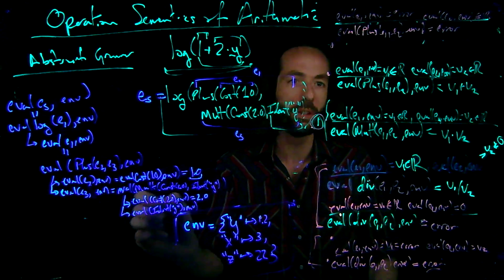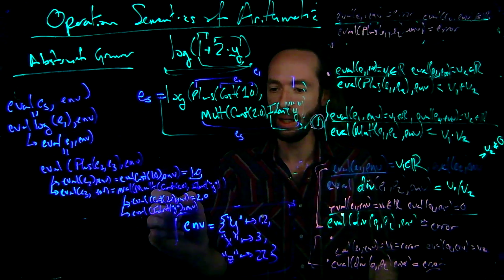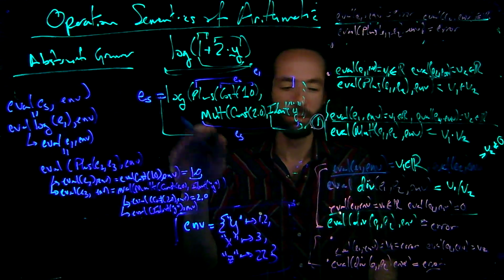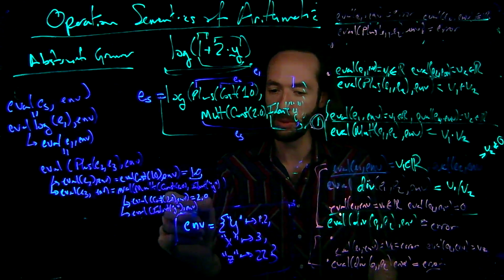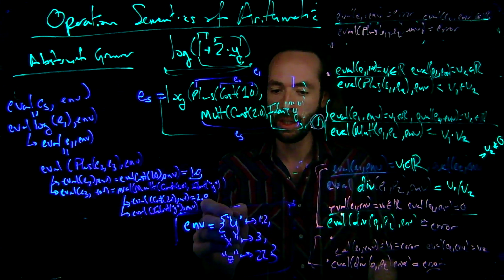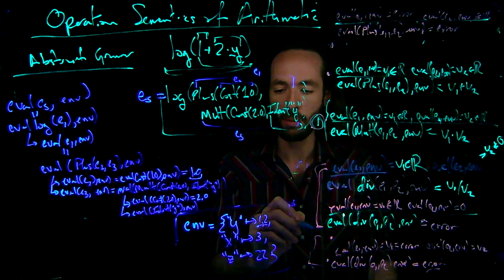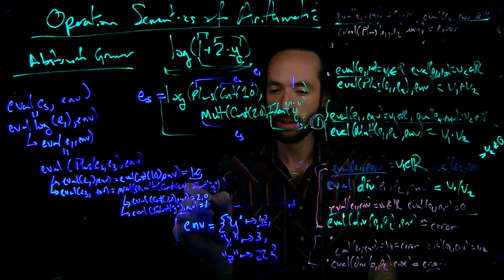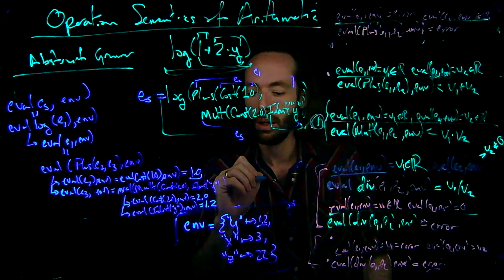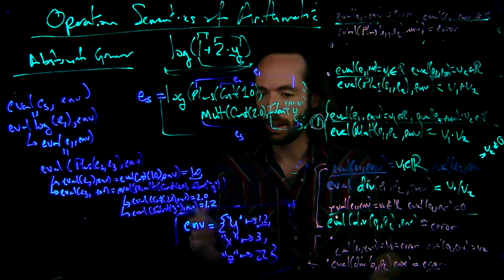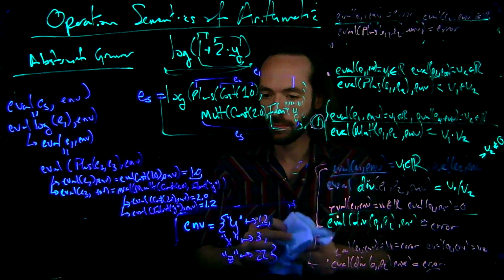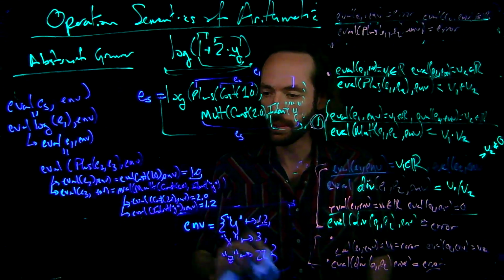So what's our rule for evaluating an ident? Well, I erased it, but we go look in our environment and we look for y. Oh, and I see I found y right here, so what am I going to return? I'm going to return 1.2. And so that's where we end up using our environment.